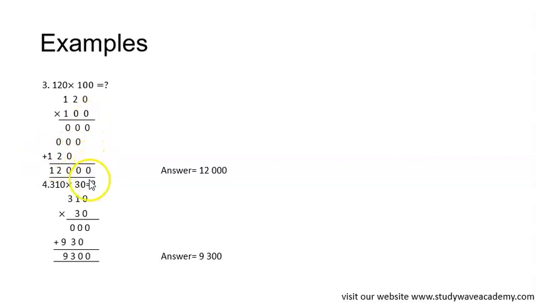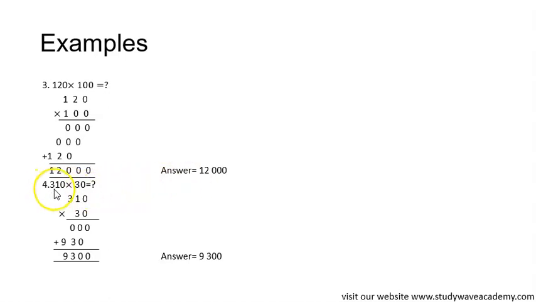So 0 plus 0, there is nothing here, so it's still 0. 0, 0, and 0 plus 2 is 2. And we have 1, so we write 1. So our answer is 12,000. So when you multiply 120 times 100, your answer is going to be 12,000. Okay? Do we understand that?